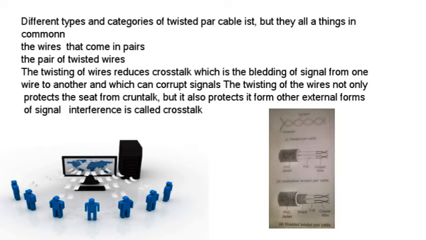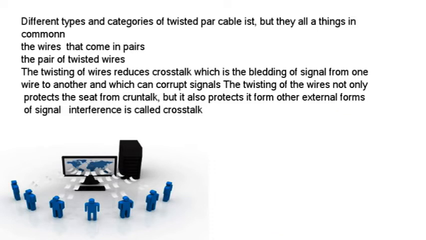Now how does the twisting of these wires work and what is each part called? We have different types of twisted pair cables, but we have two things in common. The wires come in pairs, and the pairs of wires are twisted around each other. Twisting of wires reduces crosstalk. What do I mean by crosstalk? It is the bleeding of a signal from one wire to another, which can corrupt a signal and cause network errors. So whenever a signal is being interrupted or corrupted by interference, that is crosstalk.